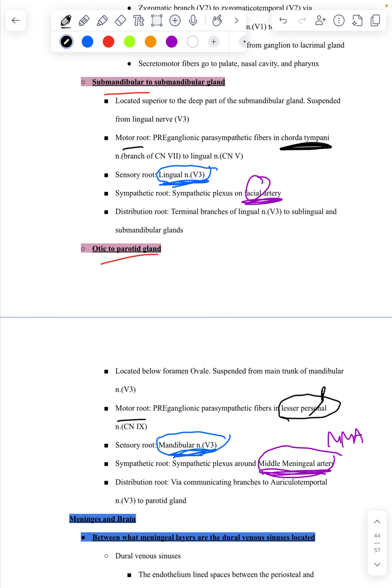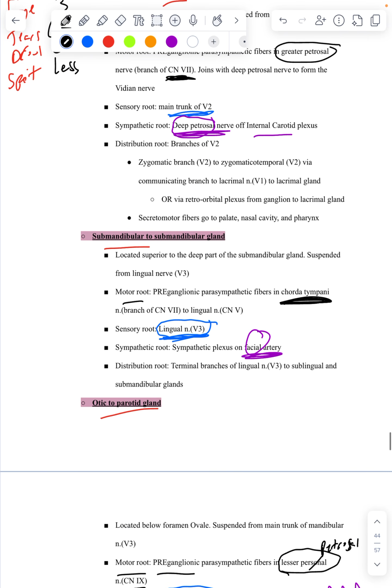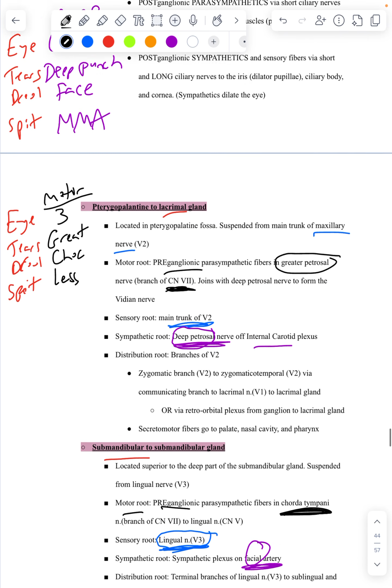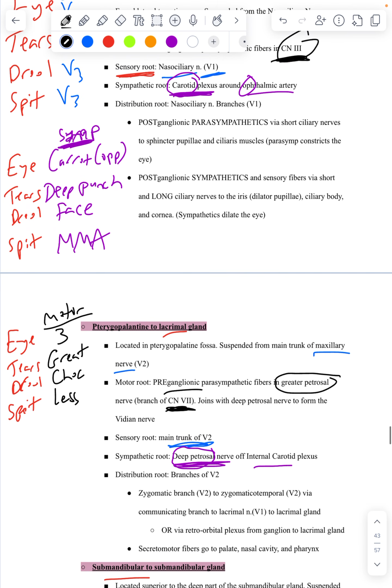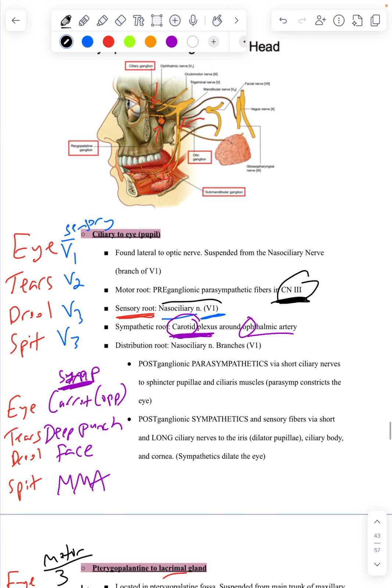This should say petrosal. So lesser petrosal nerve, which we said is 9 because that's your R9. And they're all preganglionic parasympathetic, so no differences between them. So I hope these were at least somewhat helpful.